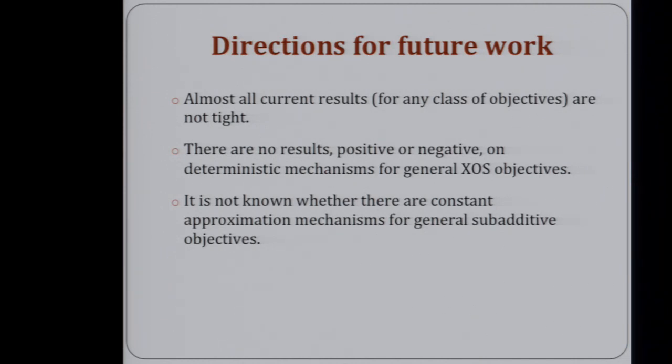There are no results for deterministic mechanisms for general XOS objectives. We only know randomized mechanisms. And also it is not known whether there exists a constant approximation for subadditive valuation functions. Okay, so thank you.